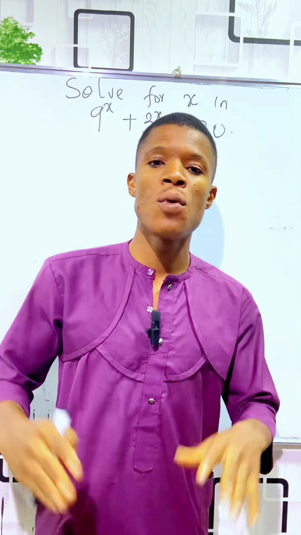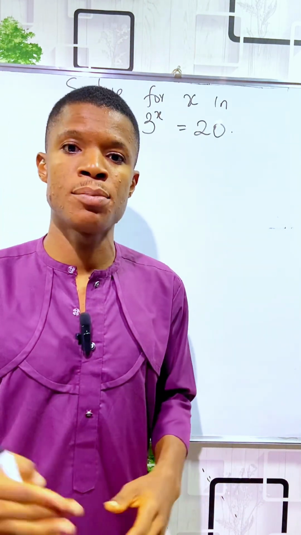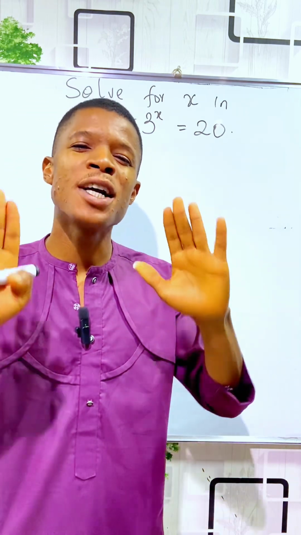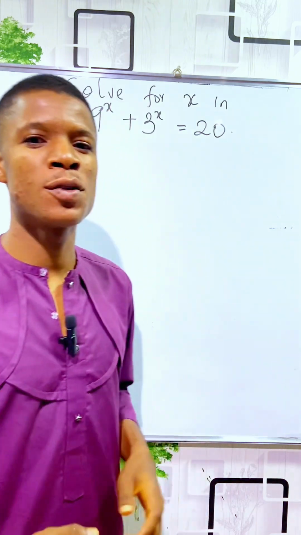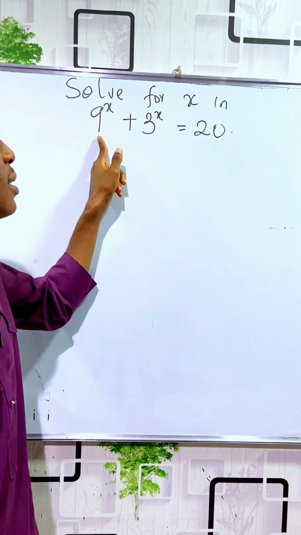In this video, we are told to solve for the value of x in 9 to the power of x plus 3 to the power of x is equal to 20. You can pause the video to make a guess. Okay, for us to do that, observe that this is base 3 and this is base 9.